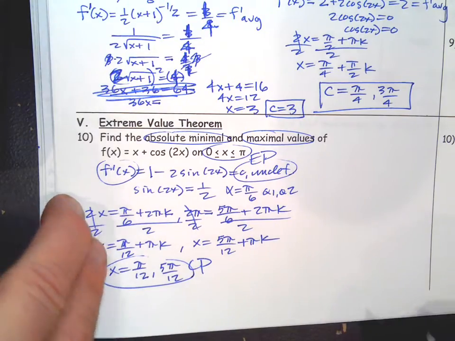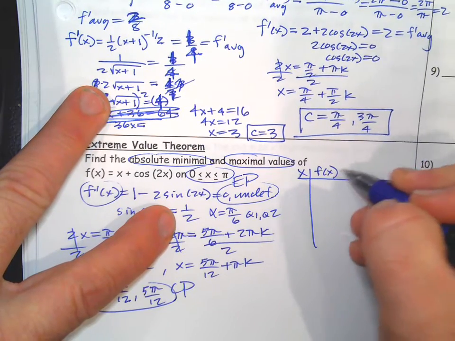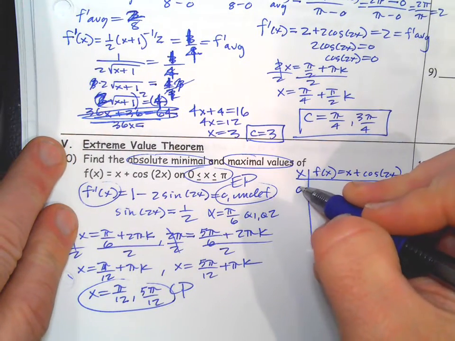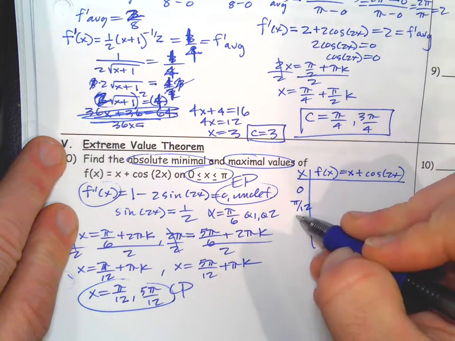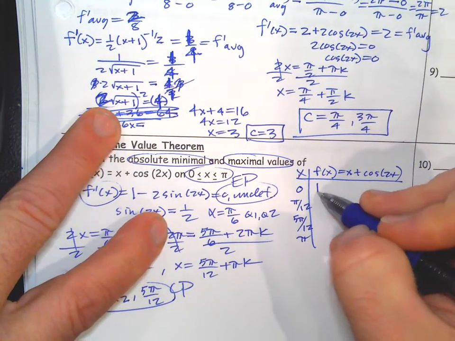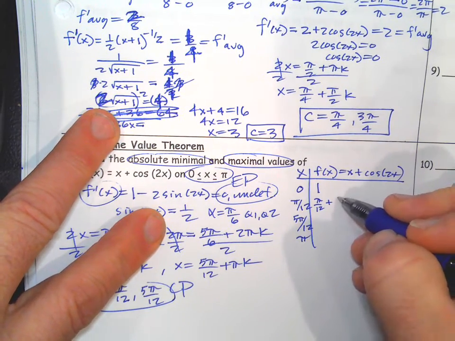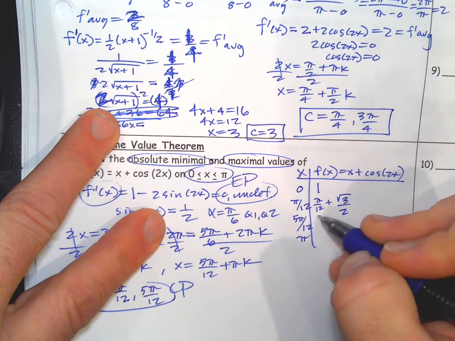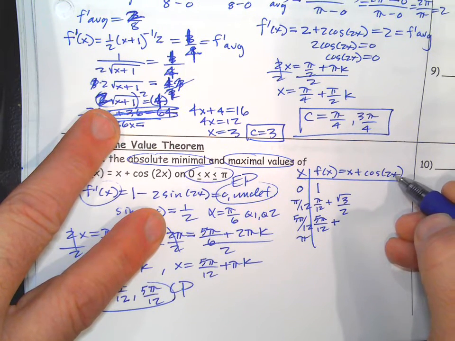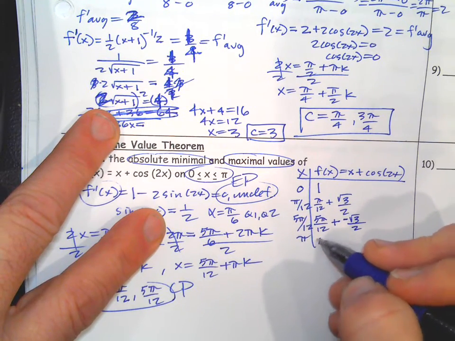Now we really want to use a table. We want to use extreme value theorem. So we're going to plug these into the original function, trying to figure out where the original function is biggest and smallest. We need to plug the endpoints and the critical points in order would be good. Plug 0 in, you get 1. Plug pi over 12 in, you get pi over 12 plus cosine of pi over 6 is root 3 over 2. And then 5 pi over 12, cosine of 5 pi over 6 is going to be negative root 3 over 2 because it's in quadrant 2. And then pi, cosine 2 pi is 1.